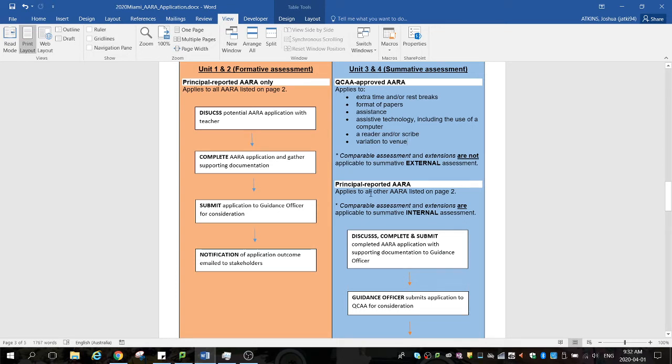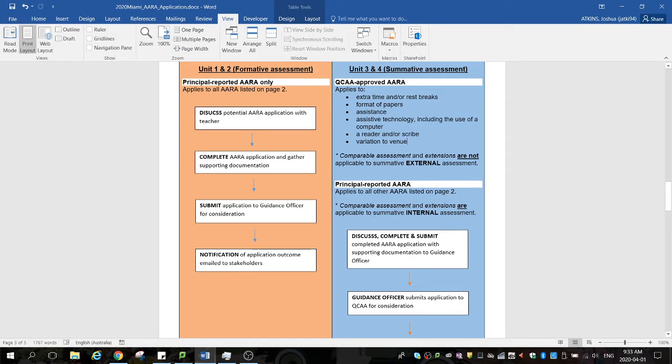All other AARA is principal reported AARA. Please be aware that comparable assessment and extensions are not applicable to summative external assessment. So this is the assessment that you complete at the end of Unit 4 in Year 12. You cannot complete a different exam on another day if you miss the exam, and you cannot get extensions for that particular external assessment as well.